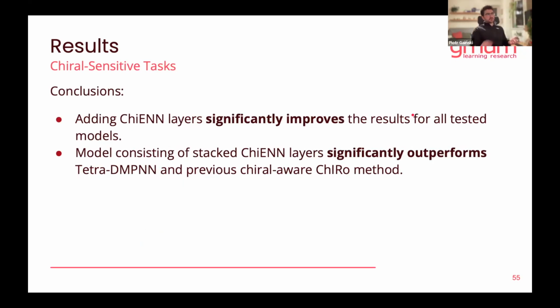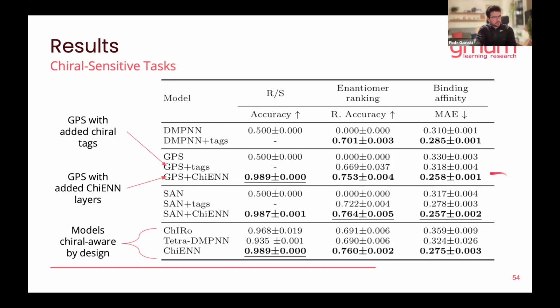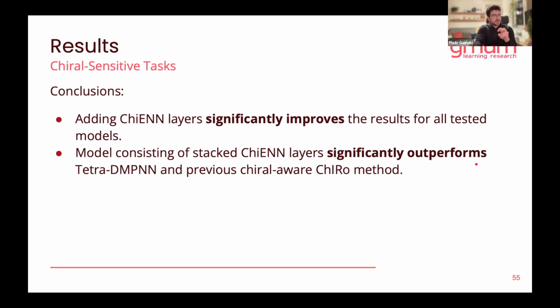Okay, so anyway, the conclusion is that adding the ChiENN layer instead of tags improves the results for all the models, and by improves, I mean it also outperforms the Chiro model. I believe every setting outperforms the Chiro model. And also using the ChiENN layers standalone outperforms the Chiro model. So that's pretty good.